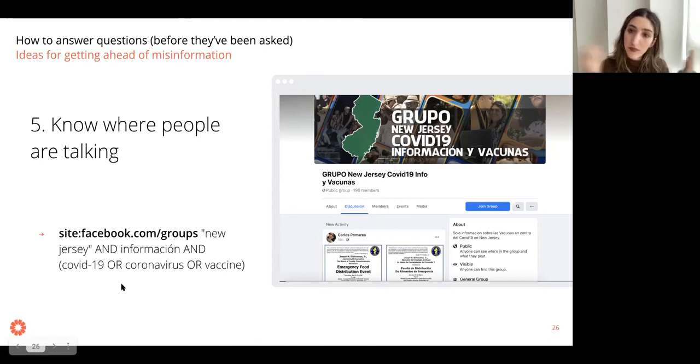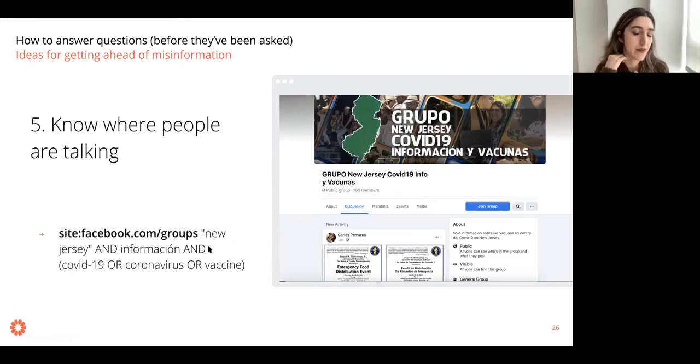So for those of you who may not have been at our session when we talked about this, you can do a search that is within a particular URL by adding site: at the top of your search. So if you search site: facebook.com/groups and then keywords that you're interested in, it will search Facebook groups for your list of keywords.